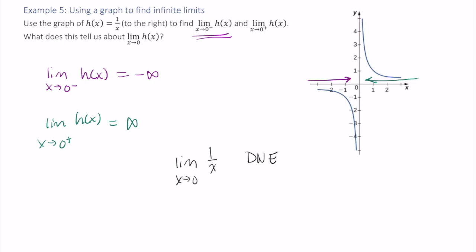Now, while this limit may not exist, what we see here is that a vertical asymptote does exist. In fact, the vertical asymptote is located at x equals 0, that is along the y-axis.